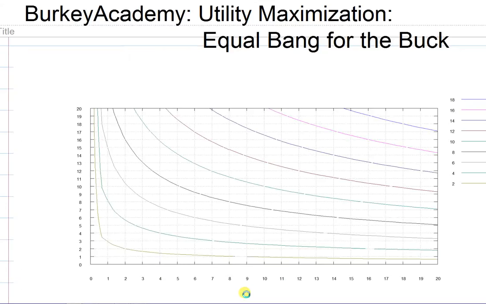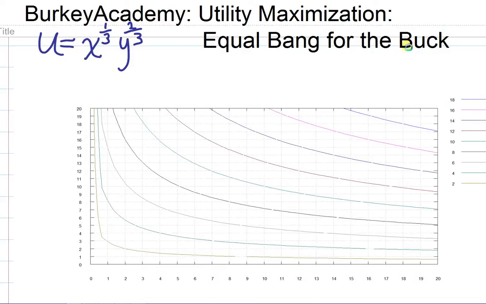In this video, I'm going to expand and discuss a little bit more in depth some of the properties of a utility maximization solution. So I'm going to look at a utility function that we looked at once before, and this is an indifference curve map of it down here. The utility function is u equals x to the 1/3 times y to the 2/3. And what we're going to do is discuss a little bit more in depth what we call the equal bang for the buck rule, or equal marginal utility per dollar spent at equilibrium.